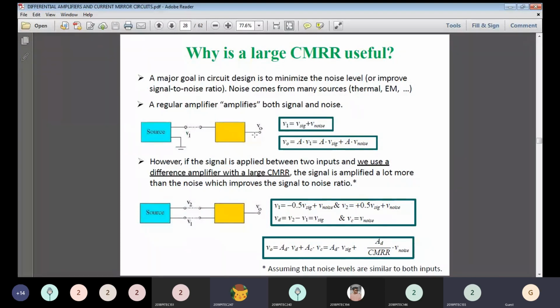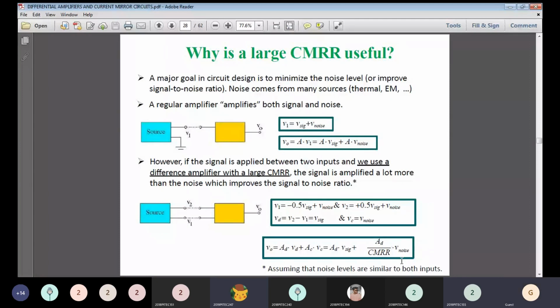What is the value of V1? It is generated from the source, so it will have a signal as well as noise; it is a combination of signal and noise. So what is the value of the output? Output is A into V1, where A is a proportionality constant or gain. In common mode it is AC, the common mode gain, and for differential mode it is AD, the differential gain. So V0 is equal to A into V1, and since V1 has a signal and noise, we substitute the value of signal and noise here.